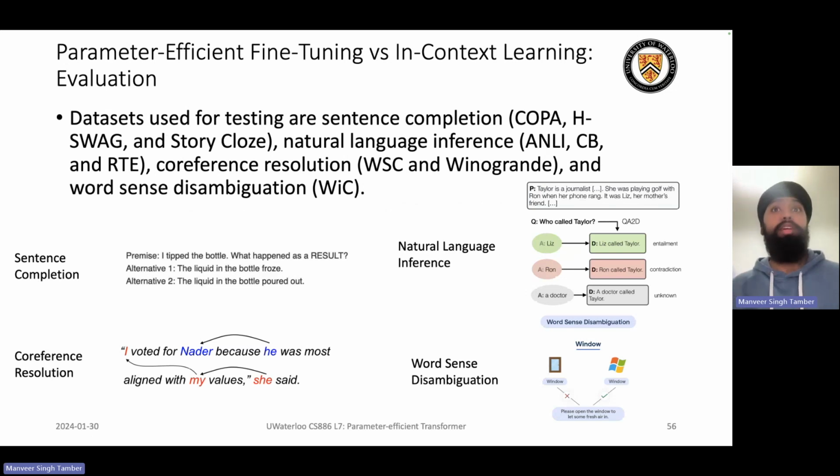And so the datasets they consider stretch these 4 different areas: sentence completion, natural language inference, co-reference resolution, and word sense disambiguation. Very quickly, sentence completion is, given one sentence, you just complete it. Natural language inference is, given some premise, we classify whether or not another premise is logically entailed by that first premise.